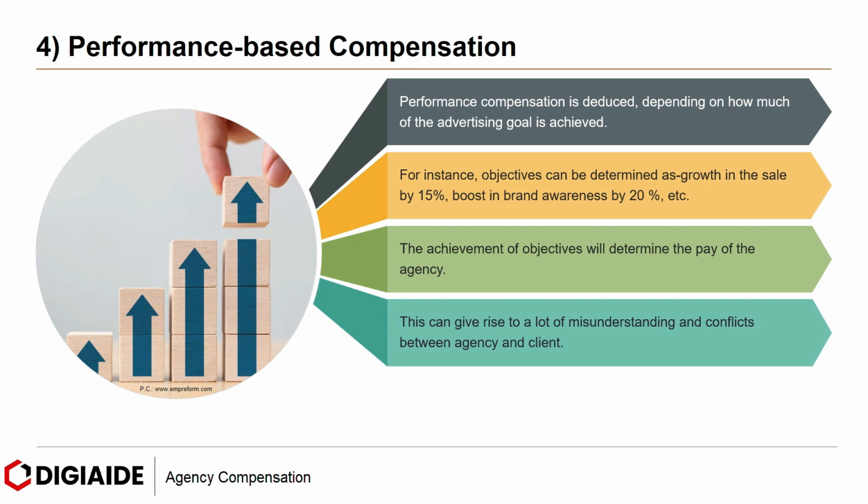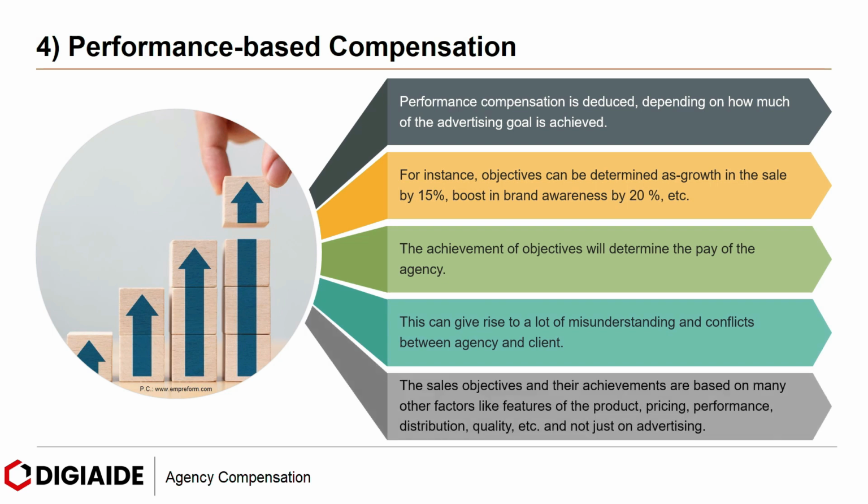This can give rise to a lot of misunderstandings and conflicts between the agency and client. The sales objectives and their achievements are based on many other factors like the features of the product, pricing, performance, distribution, quality, etc., and not just on the advertising.